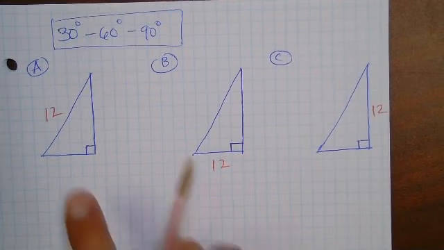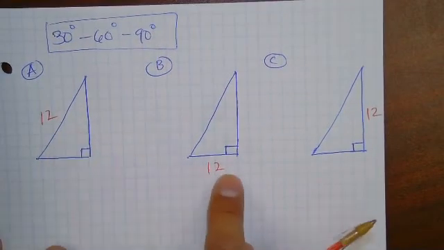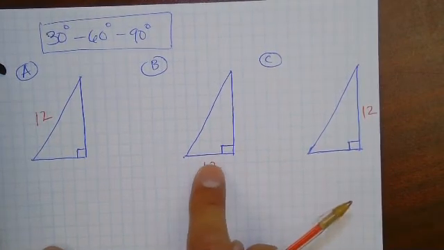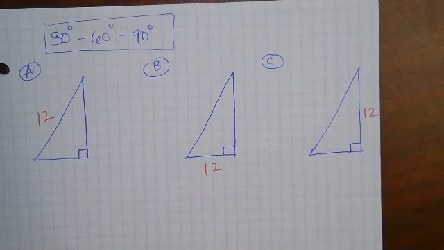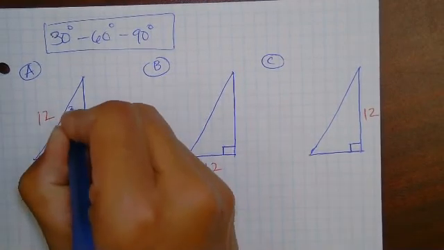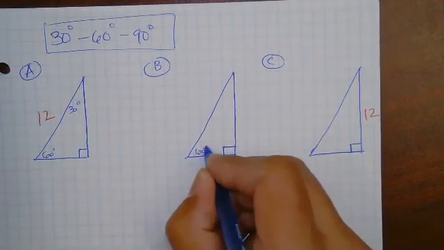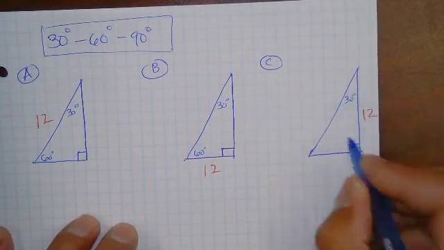This one has the 12 on the hypotenuse. This one has the 12 down here on this bottom, kind of shorter side over here. And this one has the 12 over here. These are three different problems. Okay? So if I put in the angles here, 30, 60, 90, and again, look, I'm having them face the same way. The angles are in the same place.